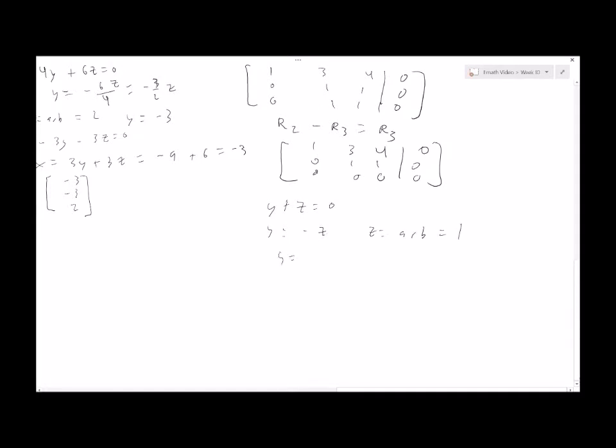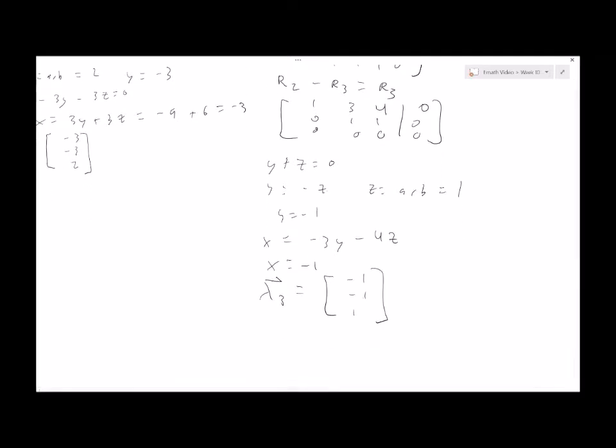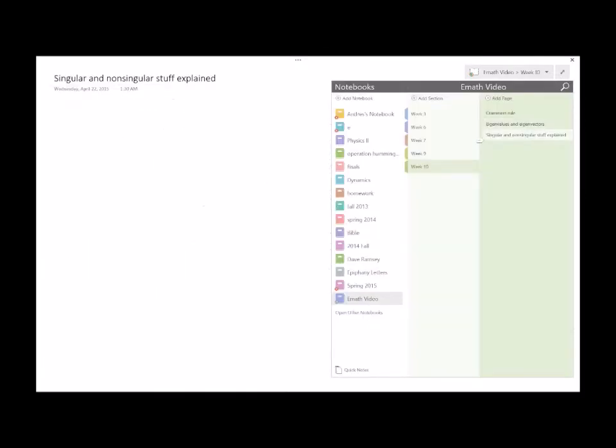So then y equals negative 1, so then x equals negative 3y minus 4z, or x equals 3 minus 4, which is negative 1. So eigenvector 3 is going to be negative 1, negative 1, 1. Alright, and that is how you get your eigenvectors for a 3 by 3. Quite a bit of work, but not too bad. Alright, singular and non-singular.